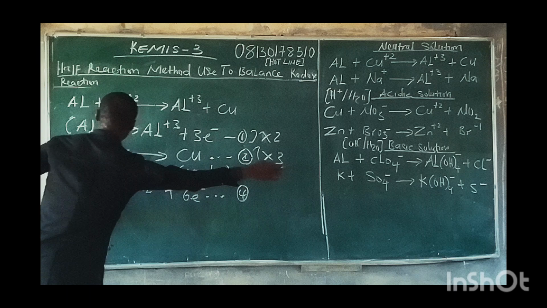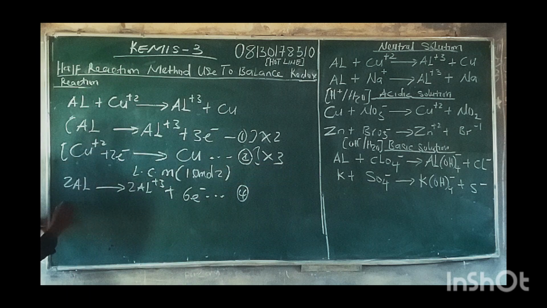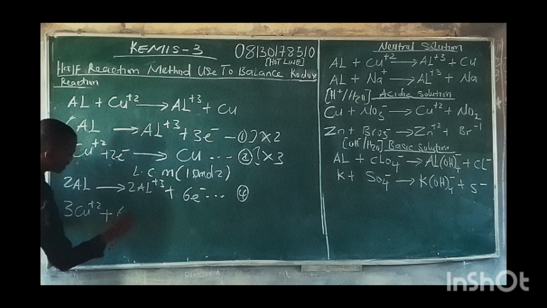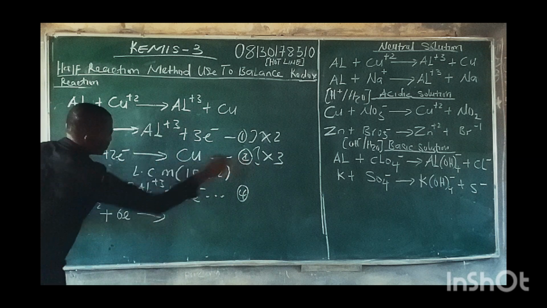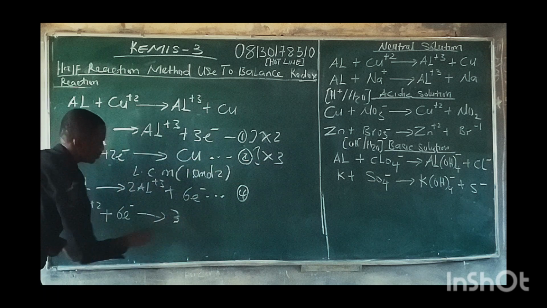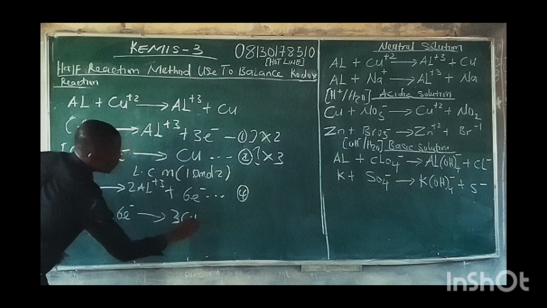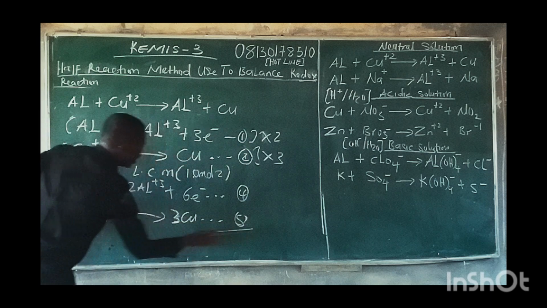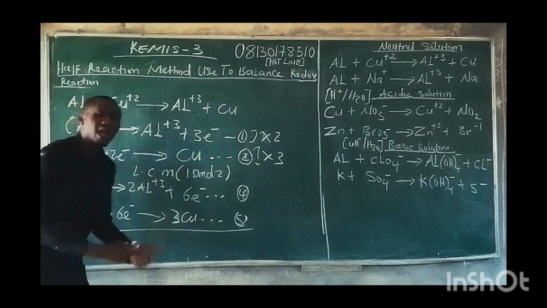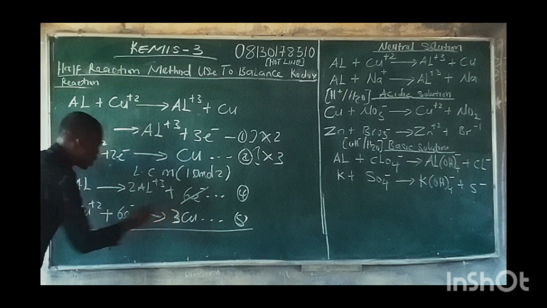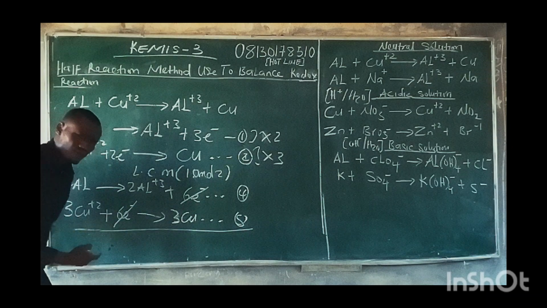Now let's do this. 3 times 1 is going to give me 3 Cu2+, plus 3 times 2 is going to give me 6 electrons, gives 3 times 1, which is 3 copper. Is that all? I think that's all. So let's call this equation 5. Now, we have succeeded in equalizing the equation so that we can cancel out the electrons. Notice that the electrons will cancel out the electrons. Have you seen that?